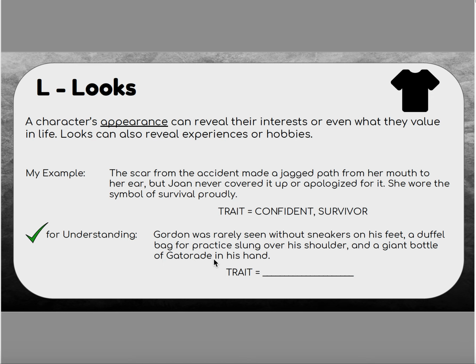We can suggest that based on the looks described here, Gordon's athletic, right? He always has sneakers, he's got a duffel bag on, and a bottle of Gatorade. So this one, I assume some of us probably named a specific sport, but when we're talking about a trait, this doesn't tell me that he played basketball. It just suggests that he's athletic. He plays some type of sport. And if you play sports, you're typically someone who is athletic.